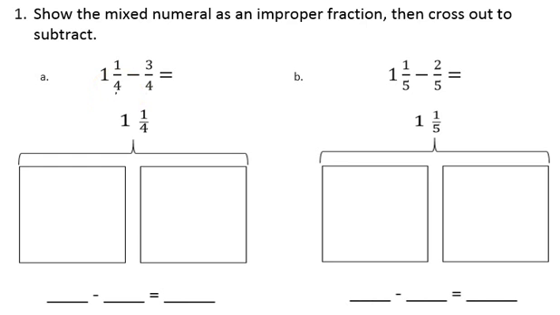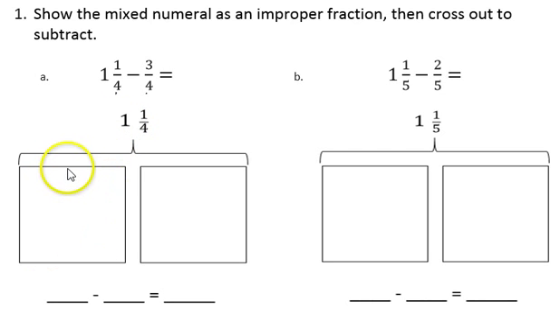If I look at the fraction part of each number, I don't have enough fourths in 1/4 to take away 3/4. So I need to decompose my 1 whole in order to give me enough fourths that I can take 3/4 away. We're going to show 1 1/4 on the fraction model, and then I can see how I'm able to take the 3/4 away. I'll start by turning my 1 whole into 4/4.